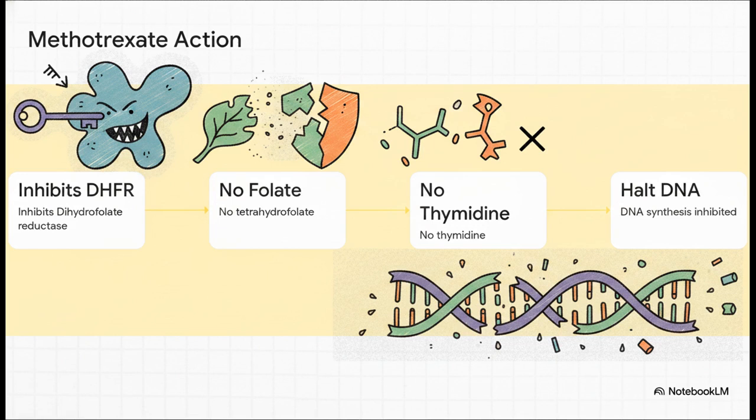Consider how methotrexate, one of our most famous antimetabolites, executes this. It's a folic acid analog. First, it targets and inhibits an enzyme called dihydrofolate reductase, or DHFR. By doing this, it prevents the formation of tetrahydrofolate. Without that, the cell can't produce thymidine. And no thymidine means DNA synthesis grinds to an absolute halt. It literally starves the cell of its essential building blocks.